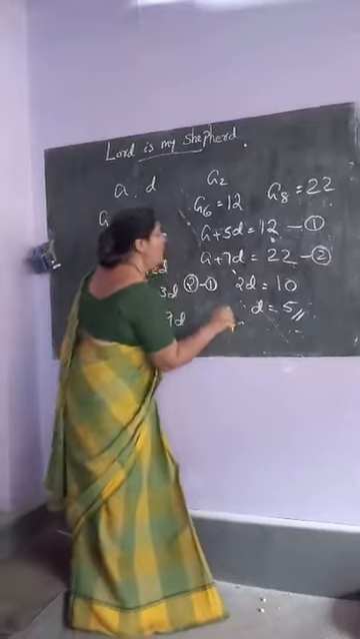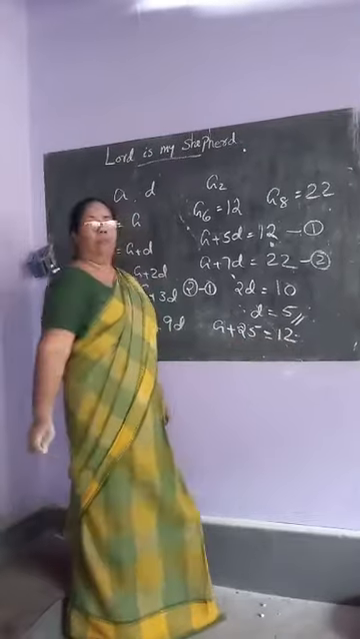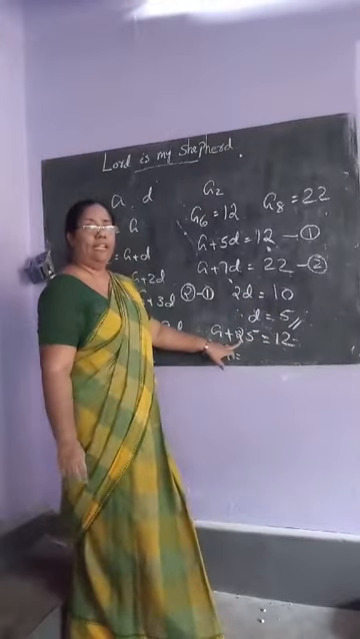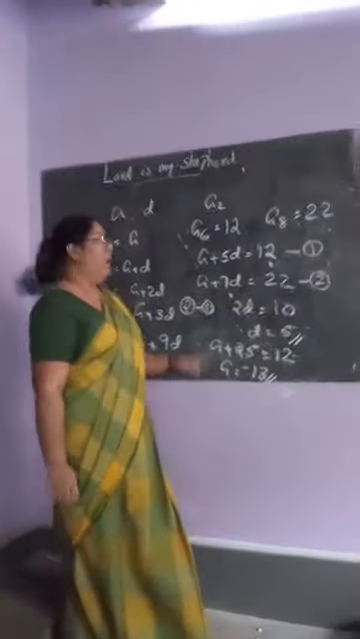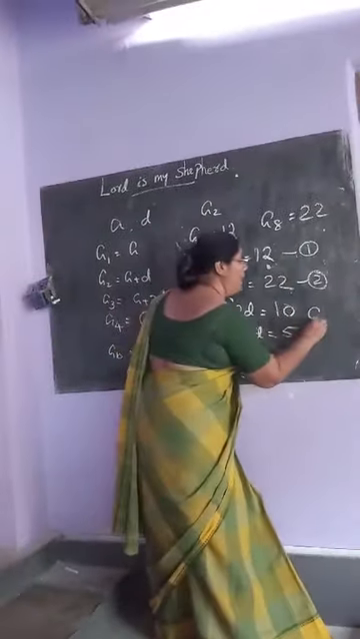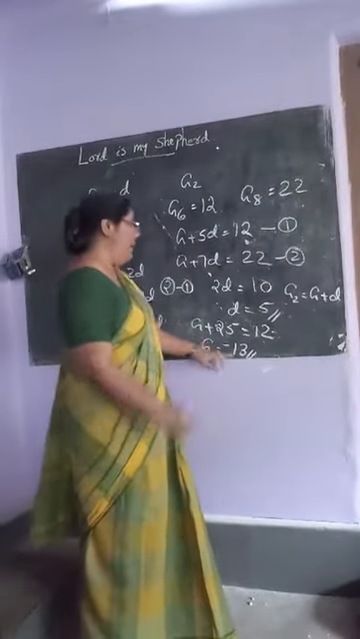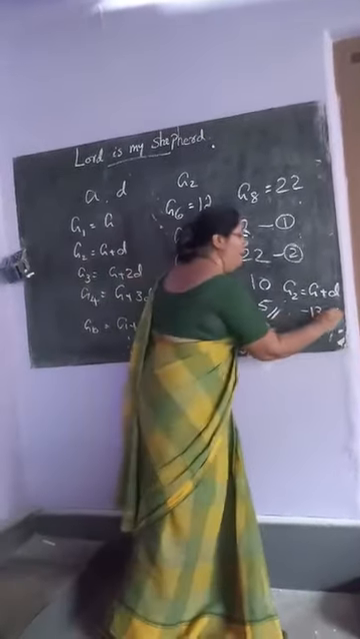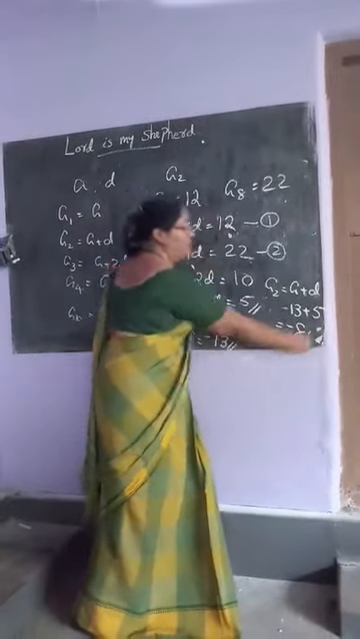Now we substitute D equal to 5 in the first equation. A plus 5 into 5, 25, equal to 12. From that, A is equal to 12 minus 25, which is minus 13. Our question is find A2. A2 means A plus 1D, or A plus D. A is minus 13 and D is 5. Minus 13 plus 5 means minus 8.